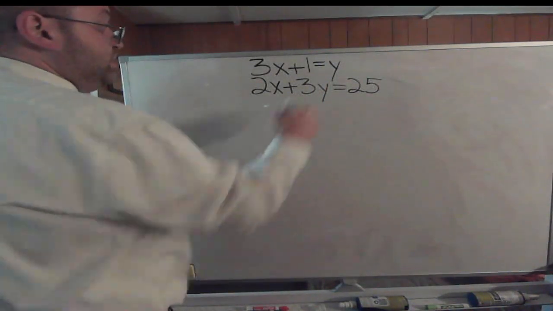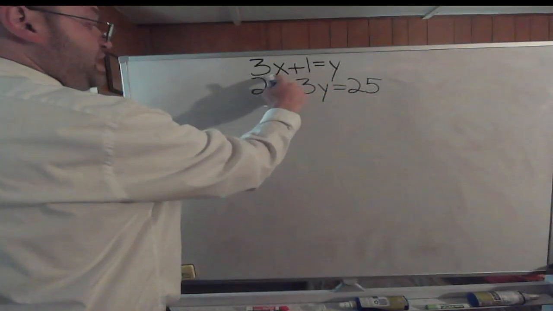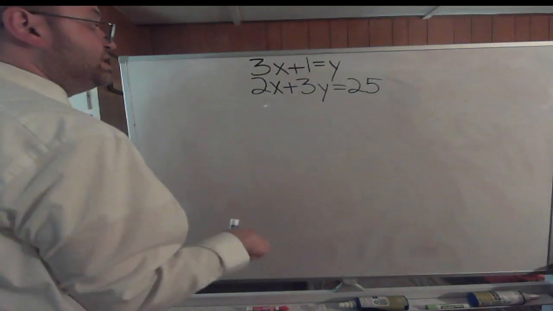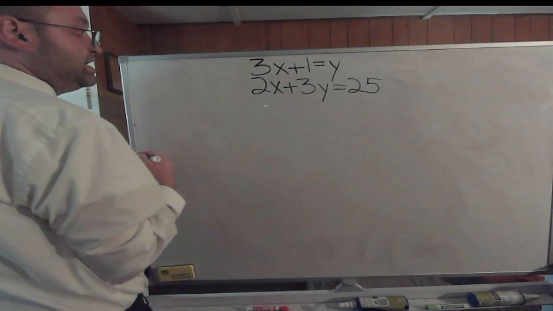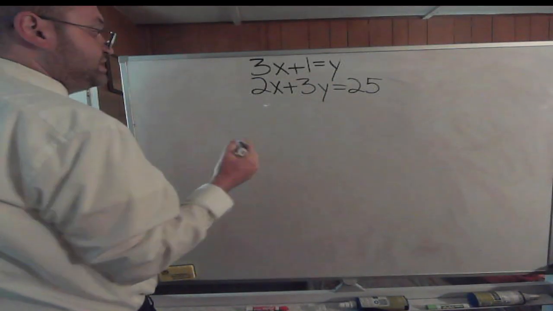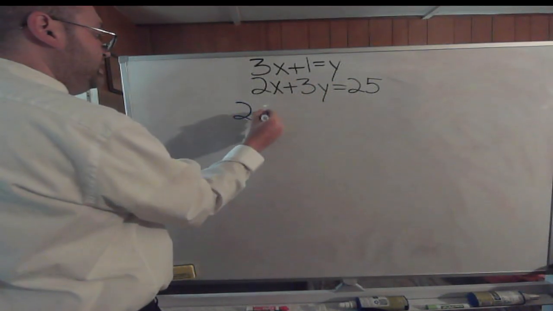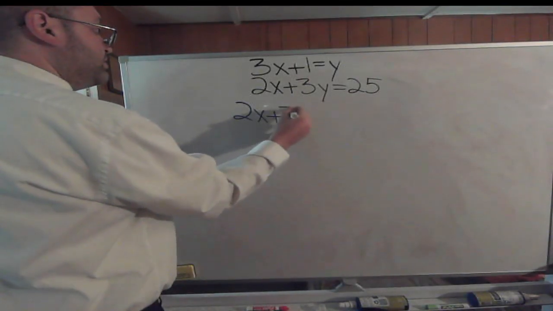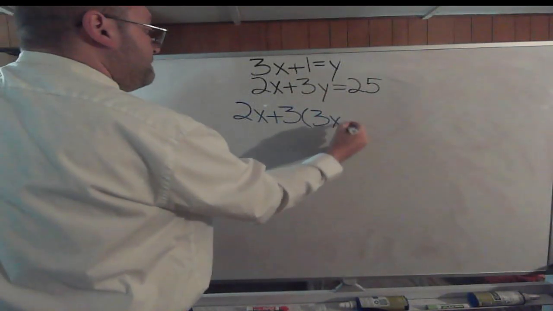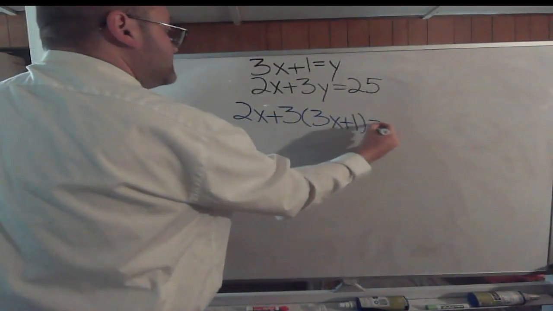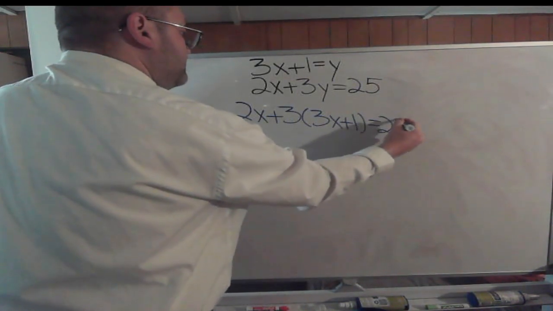So, though it's backwards, normally you'd see y equals 3x plus 1. It really doesn't matter. You can substitute that 3x plus 1 in for y in the second equation. So how that's going to work is you'll still have your 2x plus your 3 times your y value of 3x plus 1. You're going to set all that equal to 25.